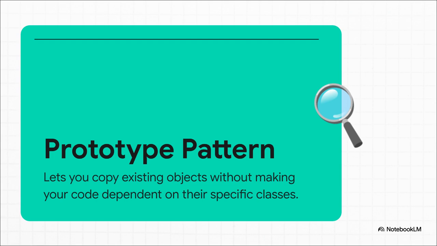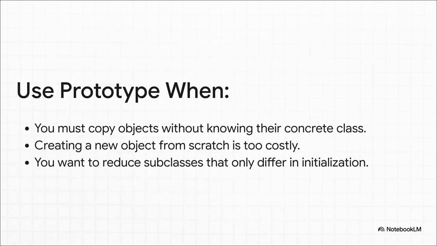And here's the killer feature. Your code can make a perfect copy without ever knowing the original object's specific class. All it has to know is that the object can be cloned. This is a huge deal for decoupling your code. So when do you pull this cloning tool out of the box?